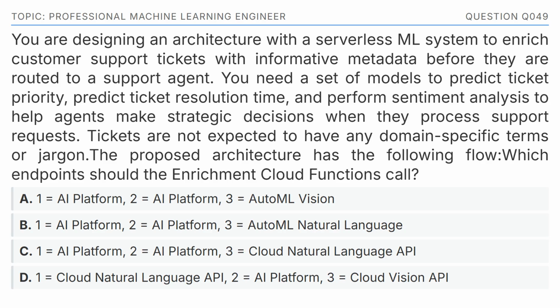The options are: Option A, 1 equals AI platform, 2 equals AI platform, 3 equals AutoML vision. Option B, 1 equals AI platform, 2 equals AI platform, 3 equals AutoML natural language. Option C, 1 equals AI platform, 2 equals AI platform, 3 equals Cloud Natural Language API. Option D, 1 equals Cloud Natural Language API, 2 equals AI Platform, 3 equals Cloud Vision API.